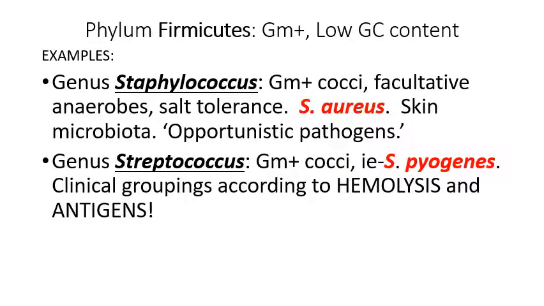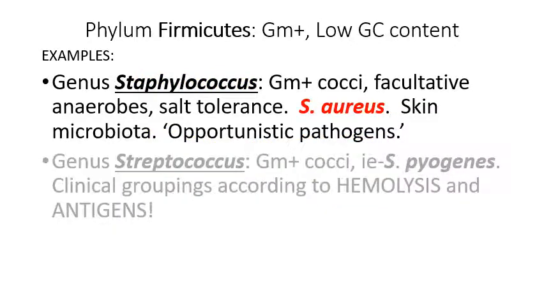All right, now let's look at two important cocci. Within the phylum Firmicutes, we still have the low GC content gram-positive bacteria, and here up at the top is our old friend genus Staphylococcus, and below it we have genus Streptococcus. For example, Staphylococcus aureus is part of the skin microbiota, and it's an opportunistic pathogen. Streptococcus pyogenes, depending on the type, some of them are hemolytic, and they can usually be identified using the Lancefield grouping, which we'll talk about later.